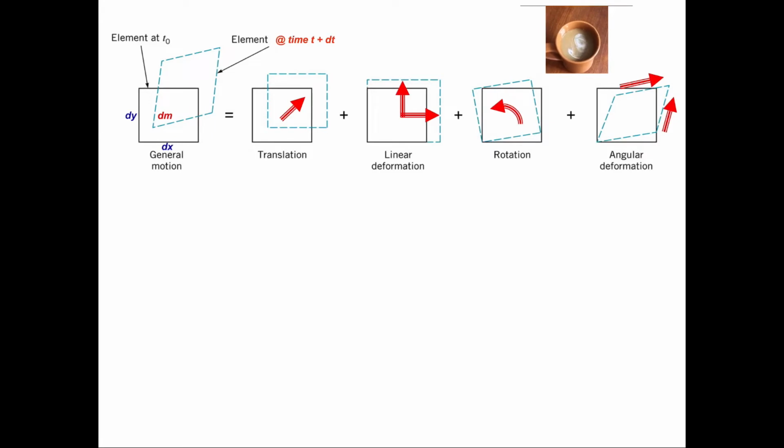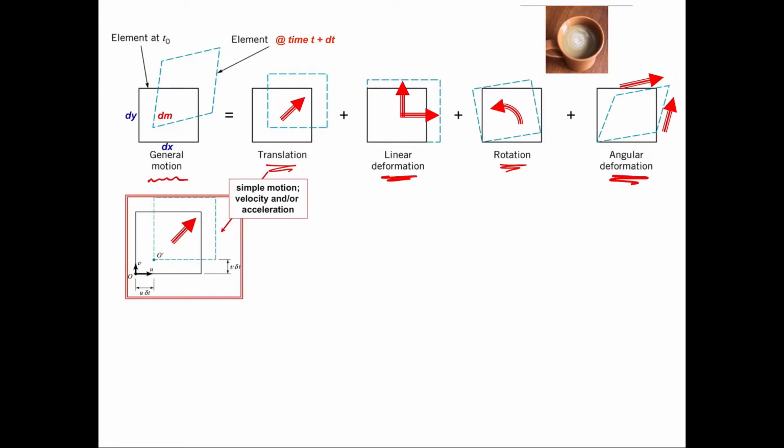So we'll give a quick overview of what it means for fluid to actually move through either a liquid or through gas, whatever it might be. There are four modes of transport: translation, linear deformation, rotation, and angular deformation. If you combine all four of these, you can get the general motion of any fluid particle, whether it's gas or liquid or whatnot.